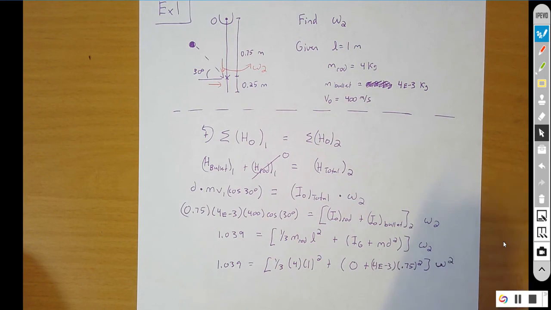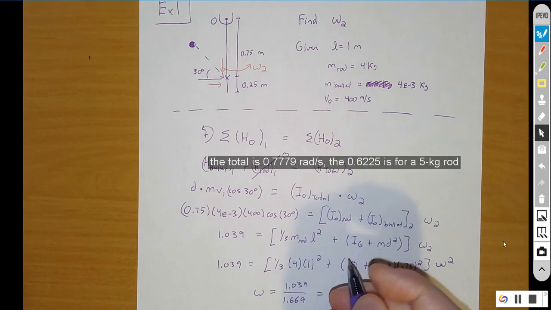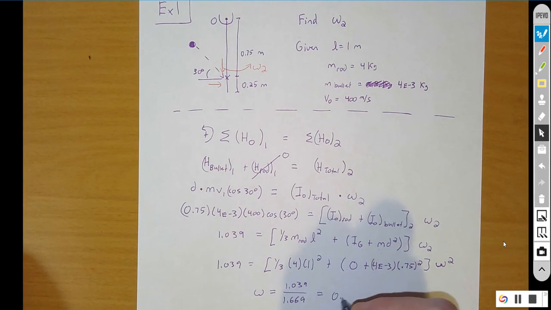Omega 2. And then all these are numbers, that's omega 2, so we can solve for omega. And you should get that it is our 1.039 from over here. This should total up to be 1.669. And you'll get 0.6225. Oops, 0.6225. And that is radians per second. It is positive, which means that it is rotating the way that we thought it would. So that's omega 2. All right.